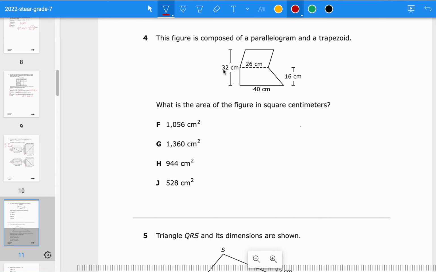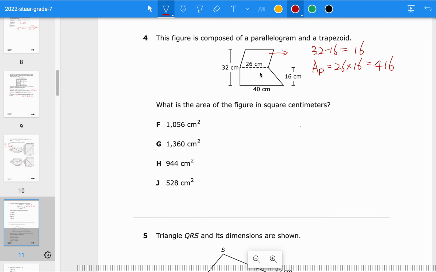Question 4. This figure is composed of a parallelogram and a trapezoid. So we're going to calculate the area for each of them. Let's take a look at the top, the parallelogram. What is the formula for parallelogram area? It's the bottom base times height, right? And the height, we can see the entire height is 32, and the part of the trapezoid is 16, which means the height is 32 minus 16. That is 16 for the parallelogram. So the area for the parallelogram is 26 multiplied by 16, which is 616.